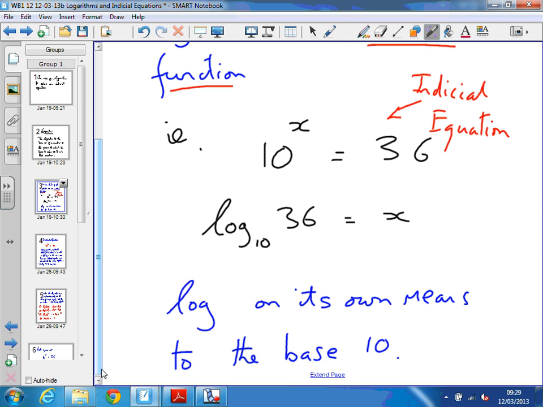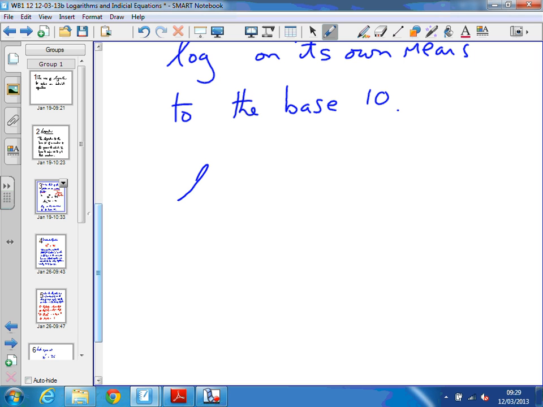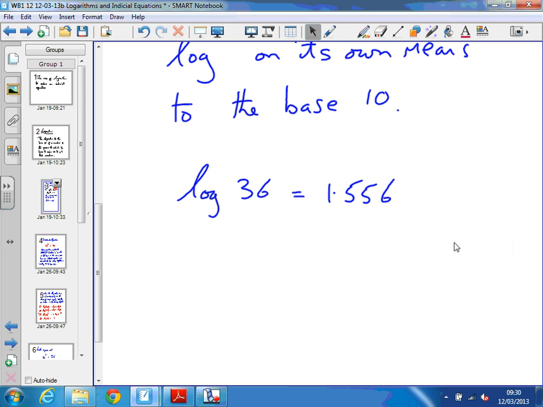So if you hit log 36, you get the logarithm to the base 10 of 36, or log of 36, from the calculator is 1.556, to 4 significant figures. And because it's a power of 10, we need accuracy. So 3 or 4 significant figures is common.